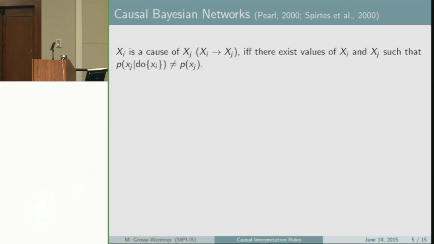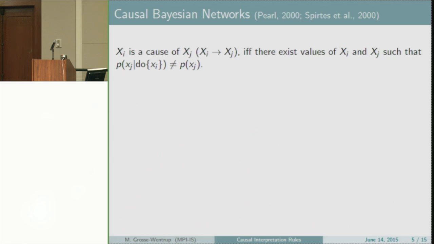So in this framework, we say that xi is a cause of xj, and we write this in this graph here with this arrow from xi to xj, if there exist values of xi and xj such that this thing holds. And I'm now going to explain what this means. Yeah, so here we have the distribution of xj.